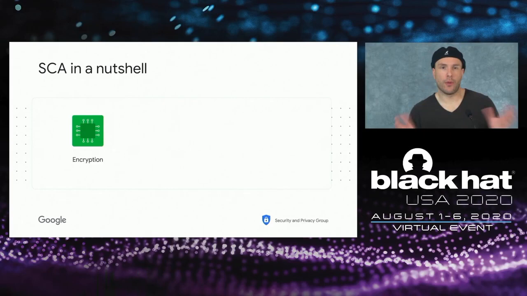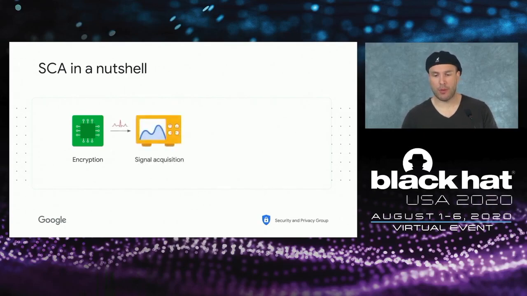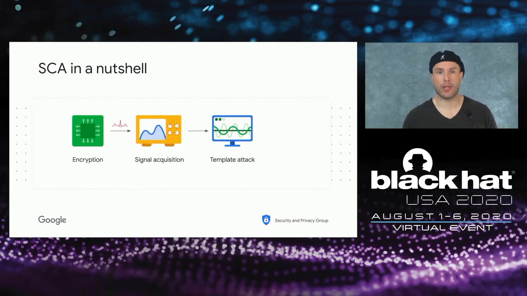So to formalize that a little bit more, the CPU computes the encryption, and we measure the current with an oscilloscope. Then in the traditional setting of a side channel attack, you perform something like a template attack, where you collect a few traces, actually not just one, and then you combine them statistically to try to pinpoint the key value, and then you recover the key. That is, in a nutshell, what a side channel attack is.